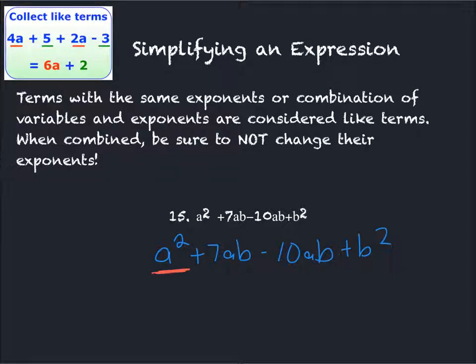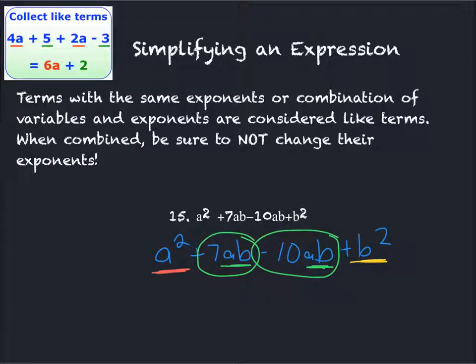So that would not be a like term with b squared. So there is no like term with a squared. Here we have an ab. If we scan this algebraic expression, we could see that we have another term here that also has ab. Both variables are the same and both are raised to the same power. So we are going to be able to combine these two terms that are in green.